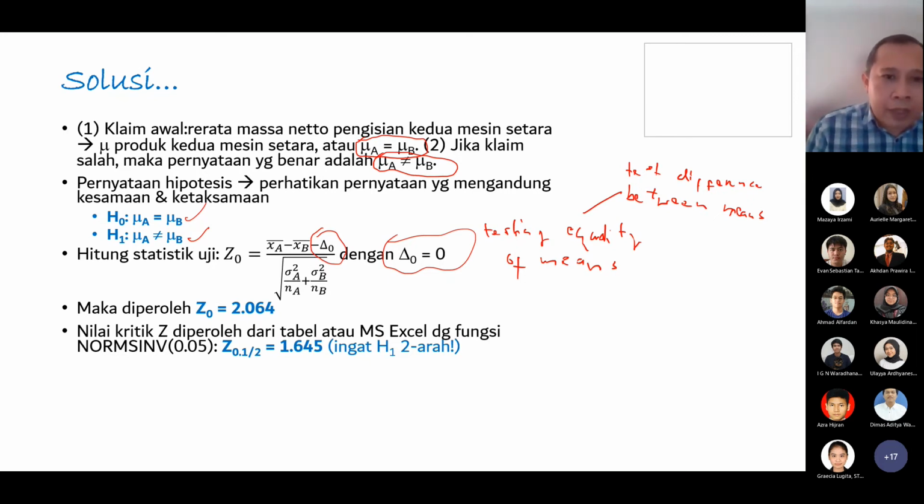So the critical Z value is obtained from the table or from Microsoft Excel using this function here, NORM.S.INV. And this turns out to be Z equals 1.645.